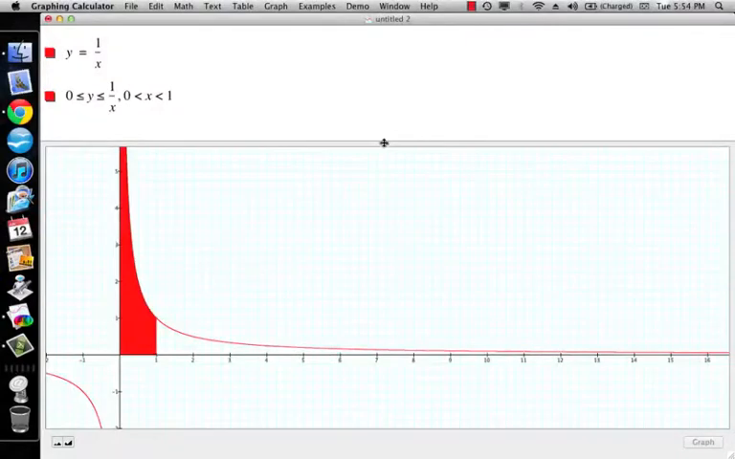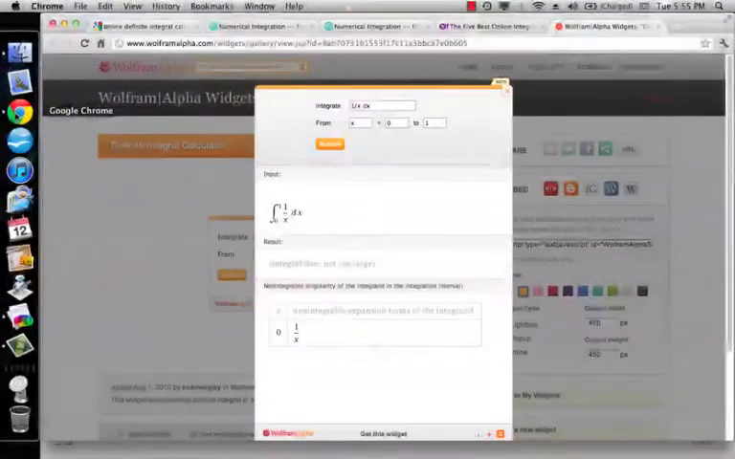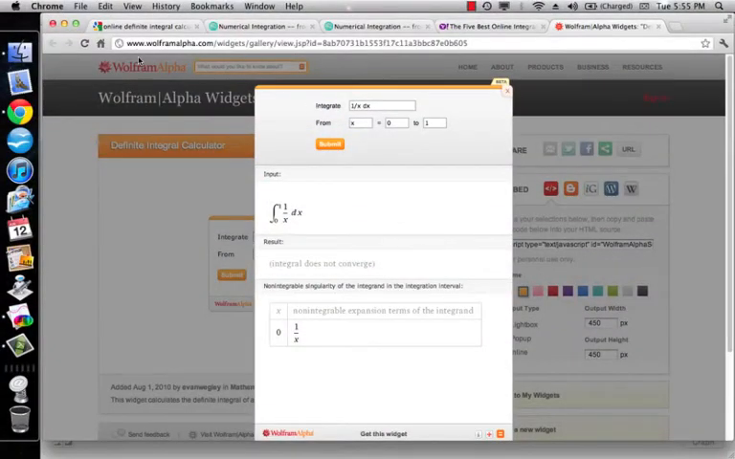Now I've got a problem because technically speaking I can't put 0 into here. So 0 doesn't work in this function. It's not defined. 1 over 0 is not defined. So I've got a problem right there, and so I've got an improper integral. I go to the Wolfram Alpha widgets gallery. I sort of talked about this before.